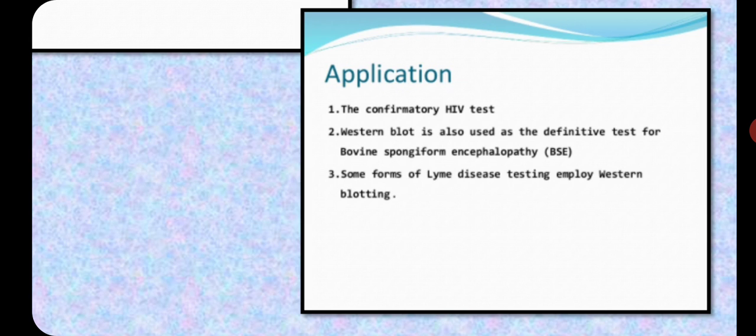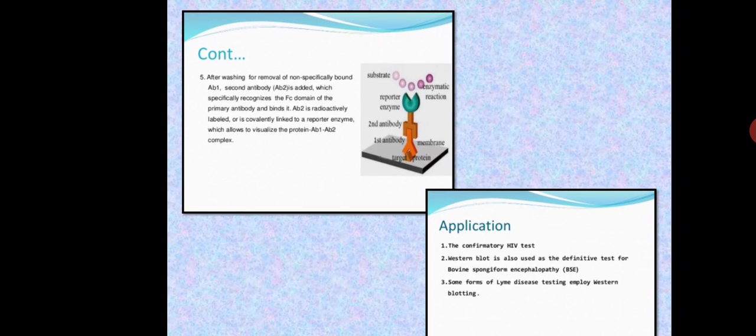Next, some forms of Lyme disease testing employ Western blotting, meaning Lyme disease can also be tested using Western blotting. Now what is Lyme disease? The symptoms of Lyme disease are that it causes rash, plus flu-like symptoms, and in many cases there is joint pain and weakness is also seen. Through Western blotting this disease can be detected or diagnosed. So these are the applications and procedure of Western blotting.